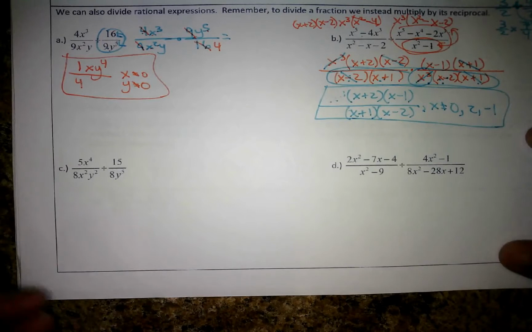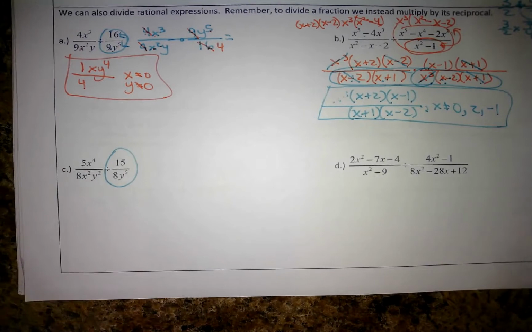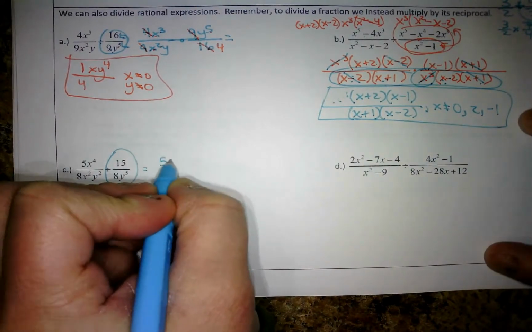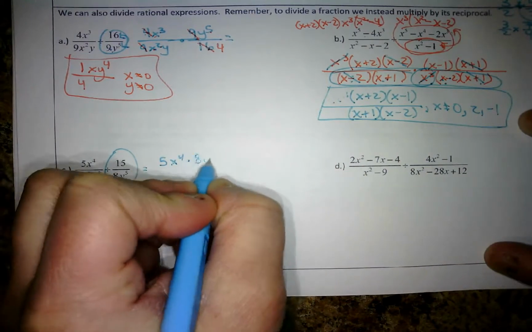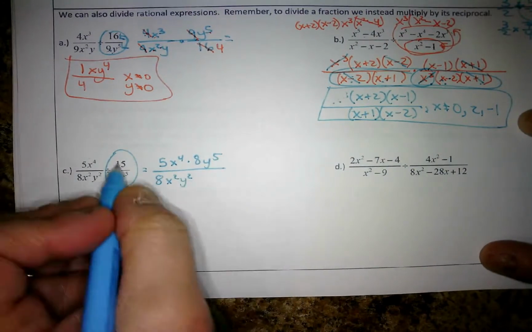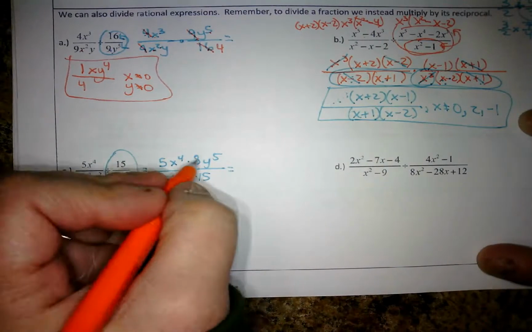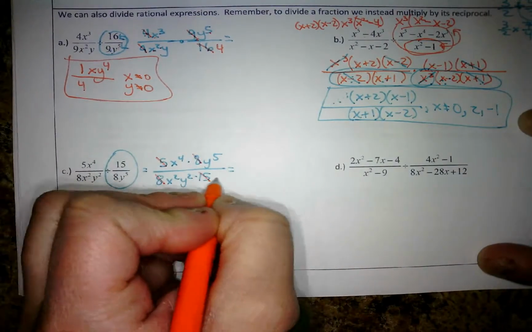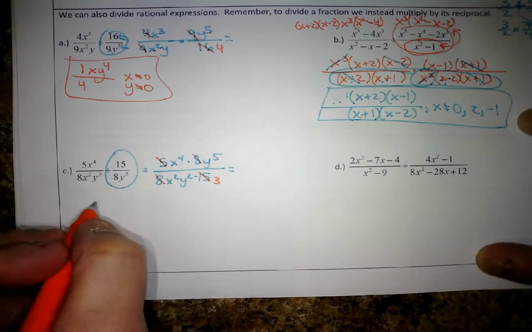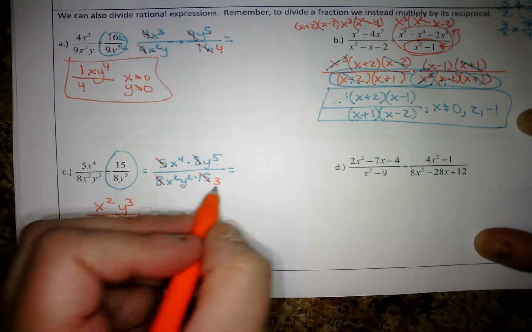All right, going ahead and try the next one, and then we'll do it together. And hopefully you tried it, so if not, pause it right now and try it. Okay, so now I'm going to flip this second one. I'm going to be left with 5x to the 4th times 8y to the 5th over 8x squared y squared times 15. So now I can start canceling things out. 8 and 8 cancel, 15 and 5, that becomes a 3. Now I'm going to be left with x to the 4th minus x squared is x squared. y to the 5th minus y squared is y to the 3rd. And I'm left with a 3 in the denominator.